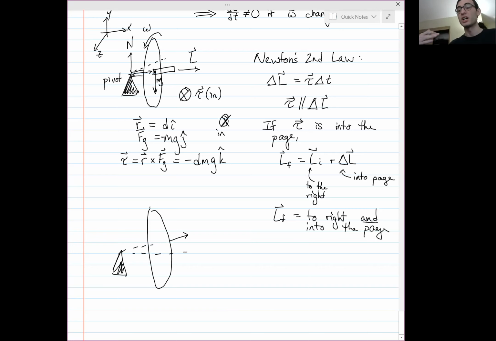So what this torque does, because the torque is always just adding a little bit perpendicular to L, it's just causing it to move a little bit at a time, much the same way that the acceleration on a centripetally accelerating object takes its velocity vector and turns it a little bit at a time. So that's what's happening here.